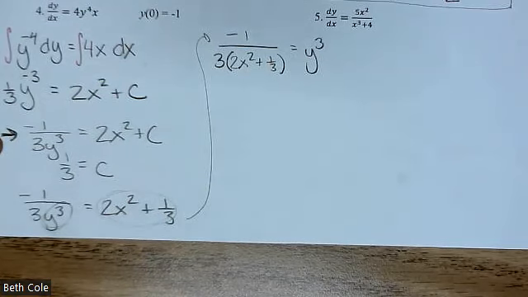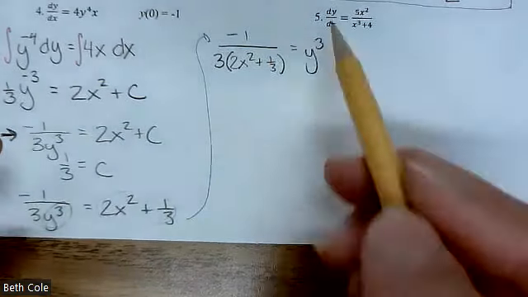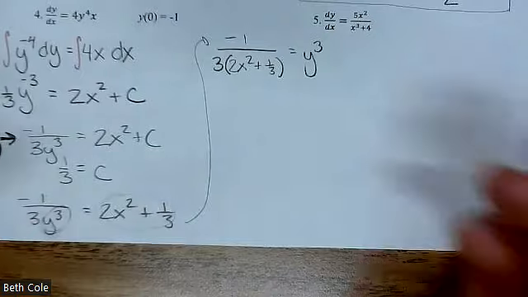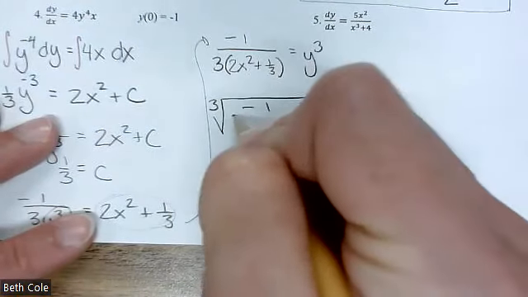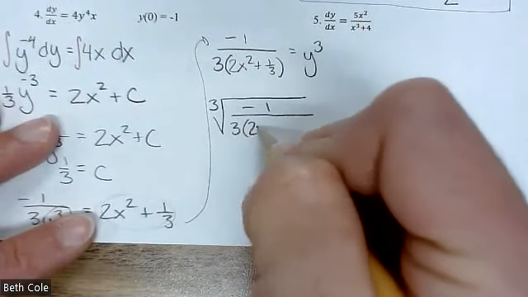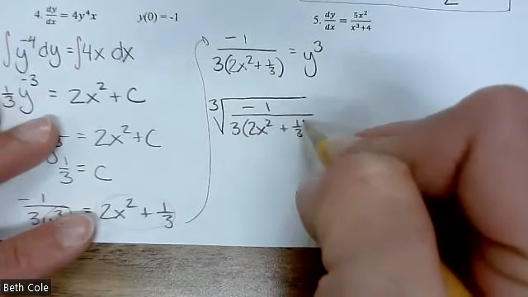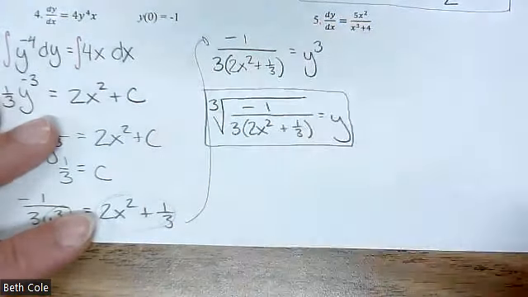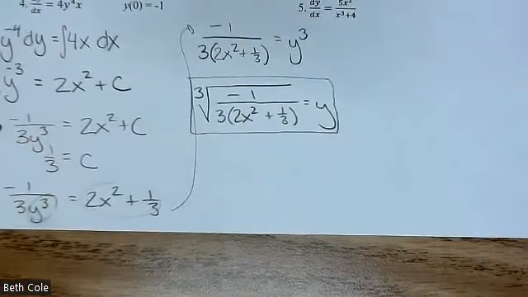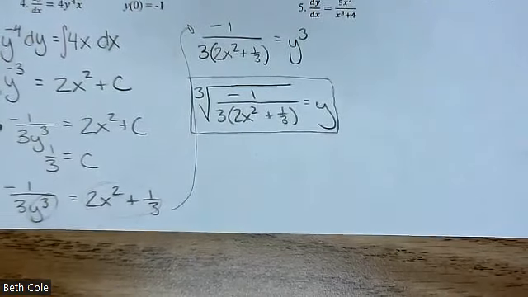And then what's your last step to get y alone? Cube root. And you don't have to worry about plus and minus when it's an odd power. That's only for the even powers. So like when you're square rooting. So cube root of this gigantic mess, and that's your answer. If it looks like a disaster, you probably did it right. And I'm sorry, I encroached on the space for number 5. It'll be okay.